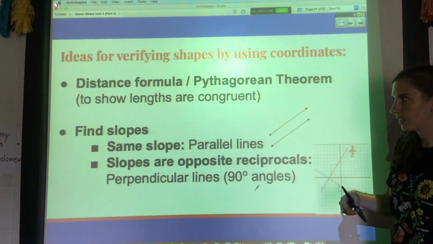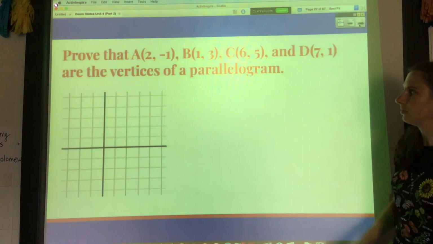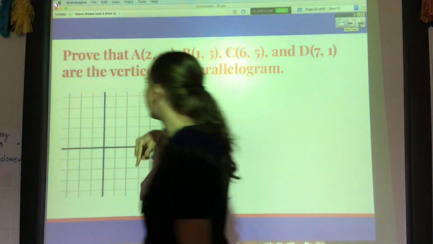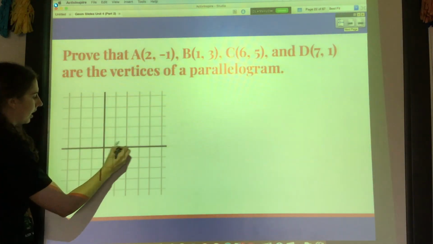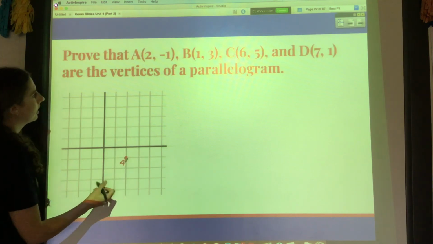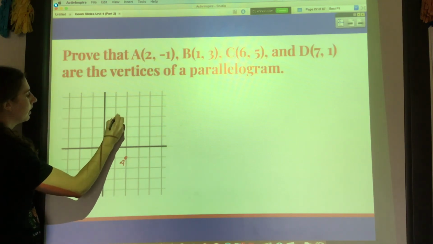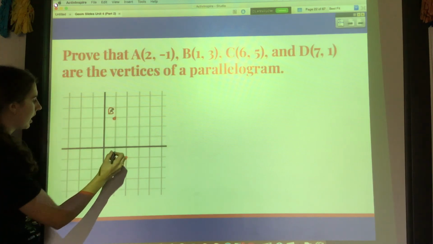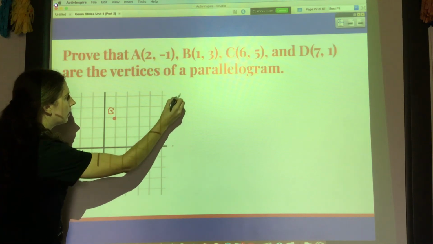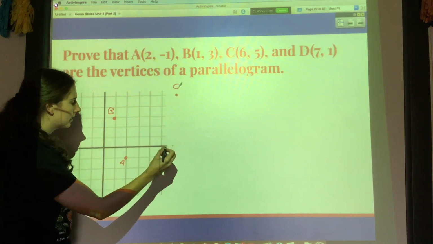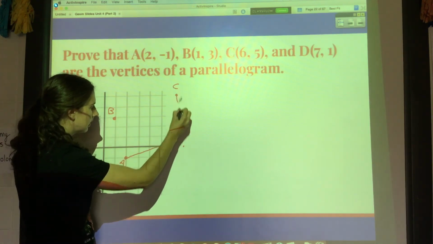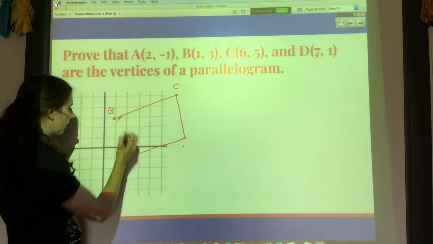So let's go through a few examples here. Let's go back to that one we had earlier. I want to prove that this is a parallelogram. So I've got (2, -1), that's point A. I've got (1, 3), that's point B. I've got (6, 5), that's C, and (7, 1). So I want to prove this is a parallelogram.